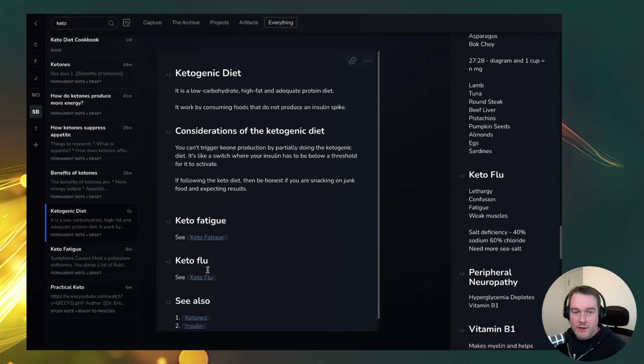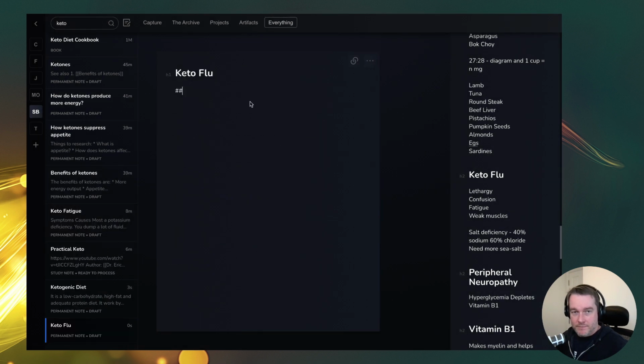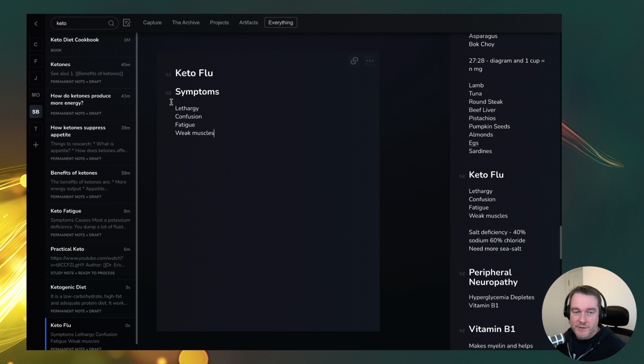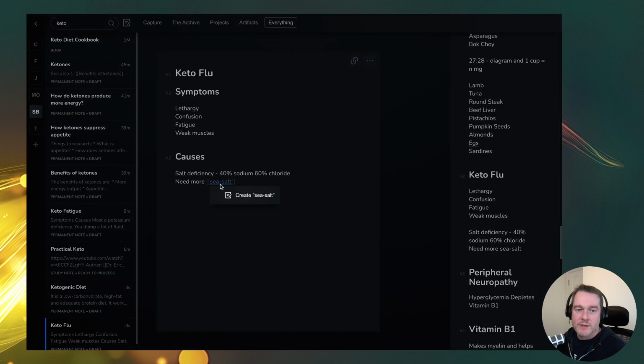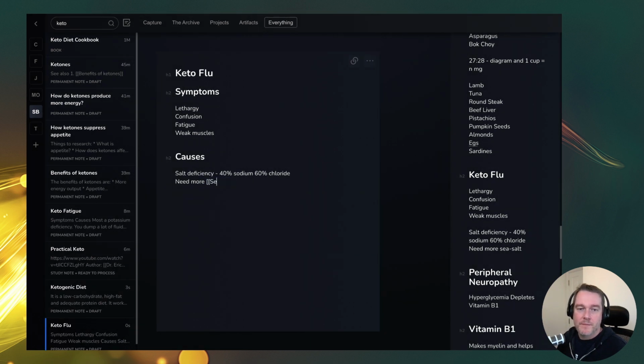Symptoms: lethargy, confusion, fatigue, muscle weakness. Causes: salt deficiency, 40% sodium and 6% chloride, and then needs more. And we had a sea salt. What did I call it? Sea salts. Needs more sea salts.